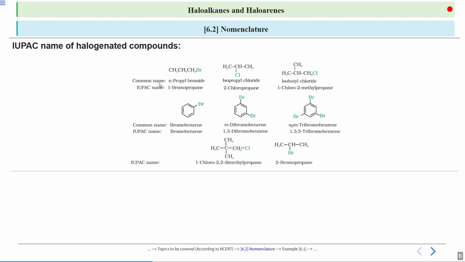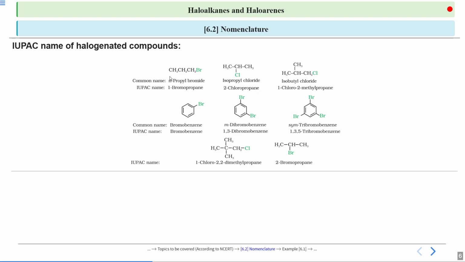But for the IUPAC name, you have to select the longest possible chain, and this is a simple single chain, right? Because the last carbon, or you can consider the first carbon, is where the halogen is substituted. So the numbering should start so that the halogen-substituted carbon gets the lowest possible number. In CH3, CH2, CH2Br, you have to start the numbering in such a way that the bromine-substituted carbon gets the lowest possible number. That could be 1 only, right?